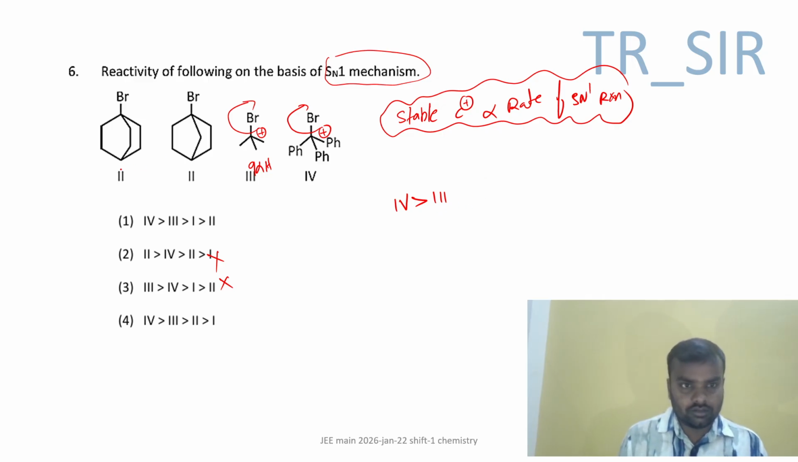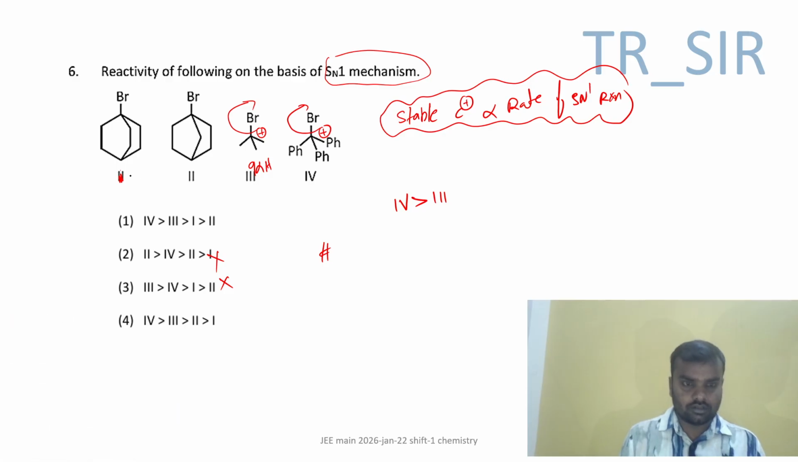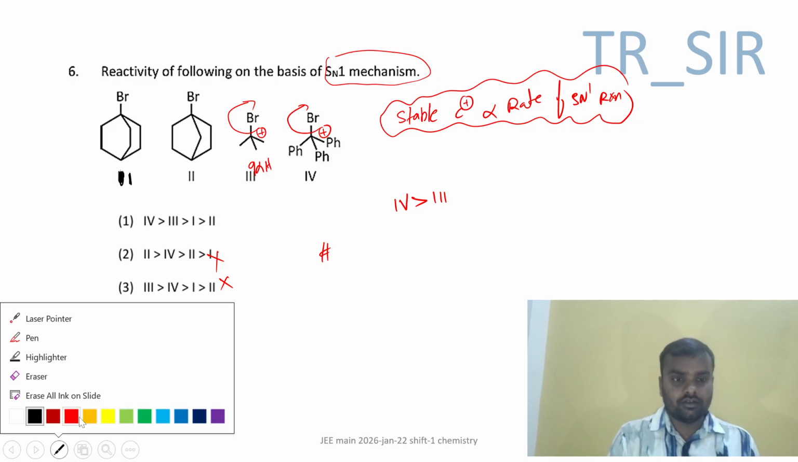Then next what we have here is Bredt's rule. So always keep it both. This has to be 1, not 2. Let me mark this one as statement 1 and this one as statement 2.